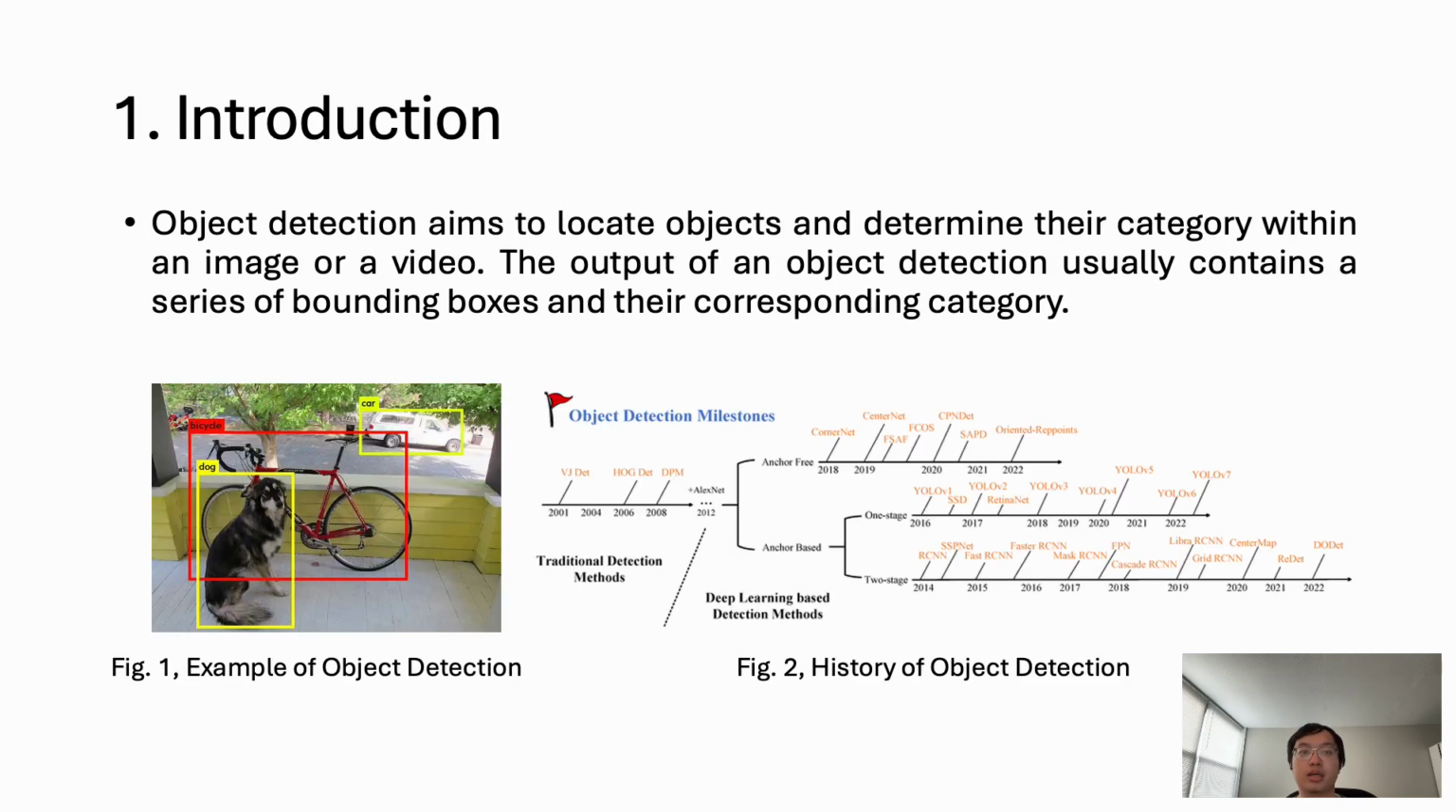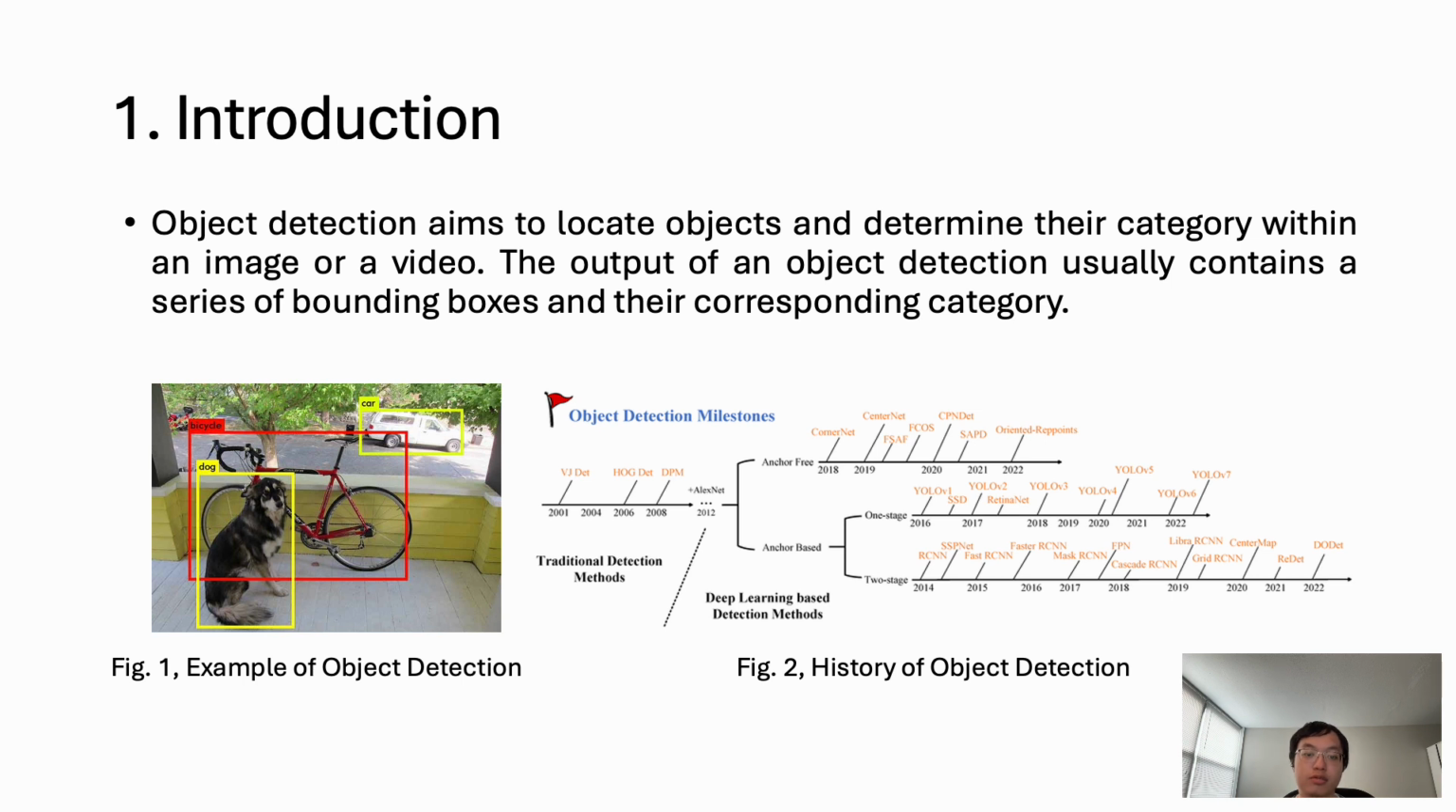First, object detection aims to locate objects and determine their category within an image or a video. The output of an object detection usually contains a series of bounding boxes and their corresponding category. On the left side, there is an example of a bounding box detected in the images. And on the right side, figure 2, here is the history of object detection.